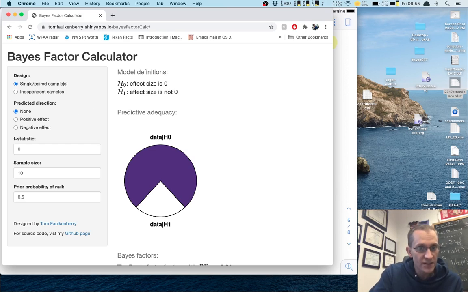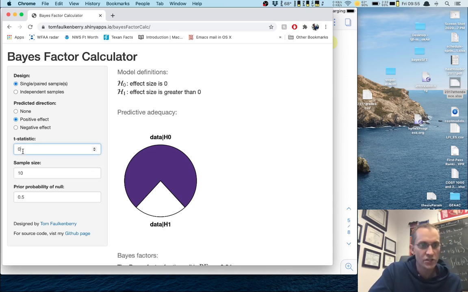So what I want you to notice is up here at the top for model definitions, I have written here the model definitions. H0 is that the effect size is 0. H1 is that the effect size is not 0. That's if there's no direction. If I click on positive effect, this updates to say that your effect size is greater than 0. And these indeed are the two models that we want to test.